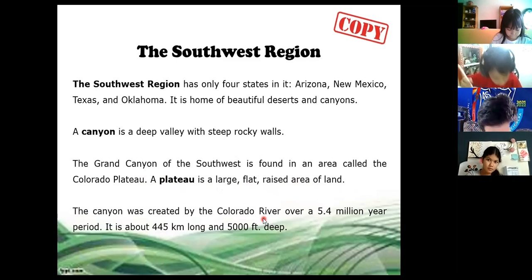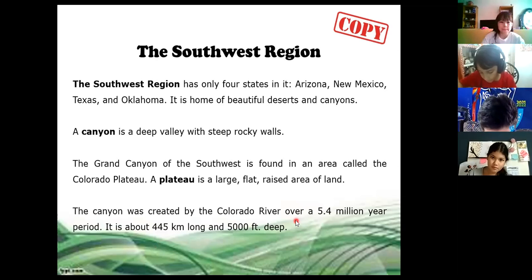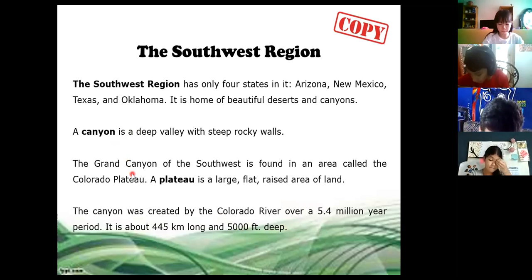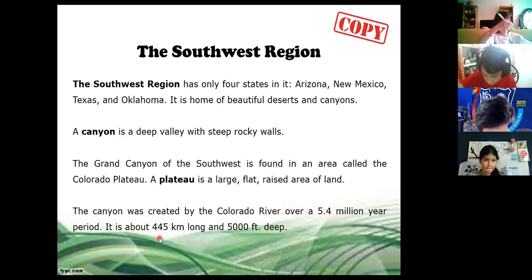The canyon was created by the Colorado River over a 5.4 million year period. It is about 445 kilometers long and 5,000 feet deep. So this is the information that we have about the Southwest region. It has four states. We have the meaning of canyon. The Grand Canyon is located in that land. It was created by the Colorado River a long time ago, and it is about 445 kilometers long. So I'm going to give you time to write this information.